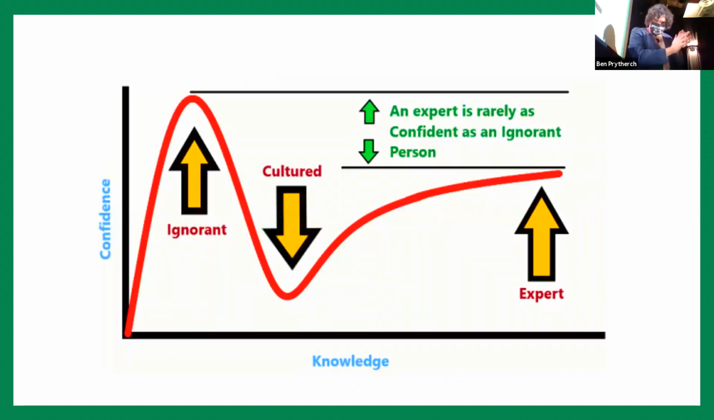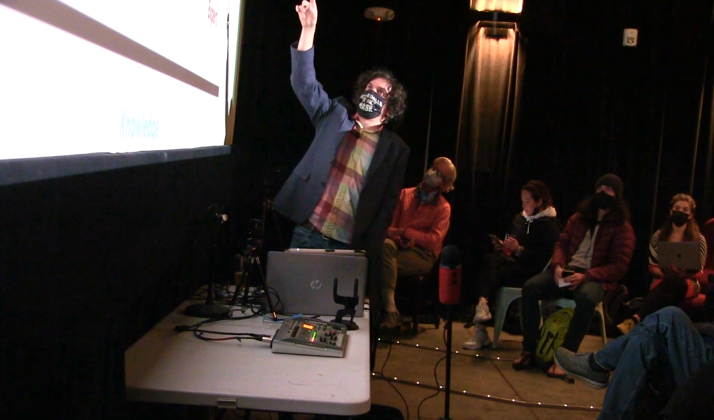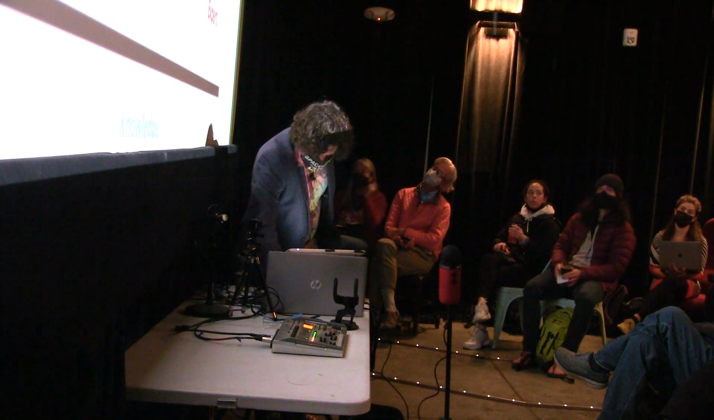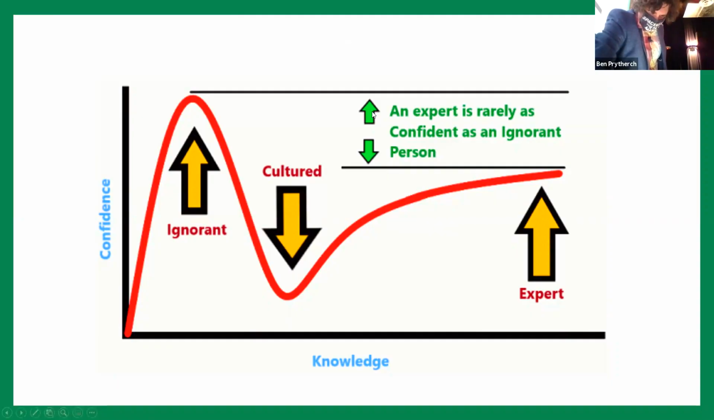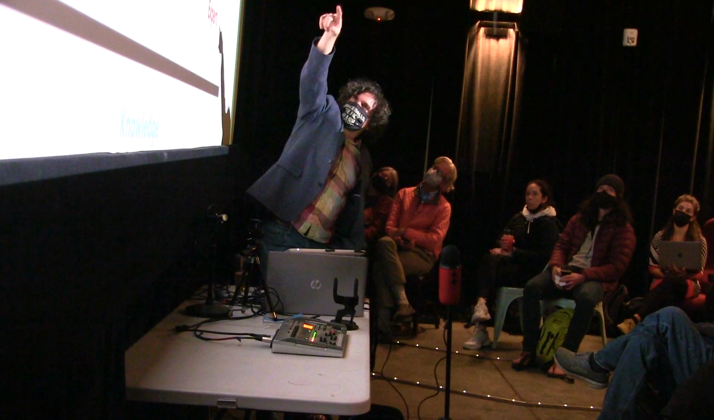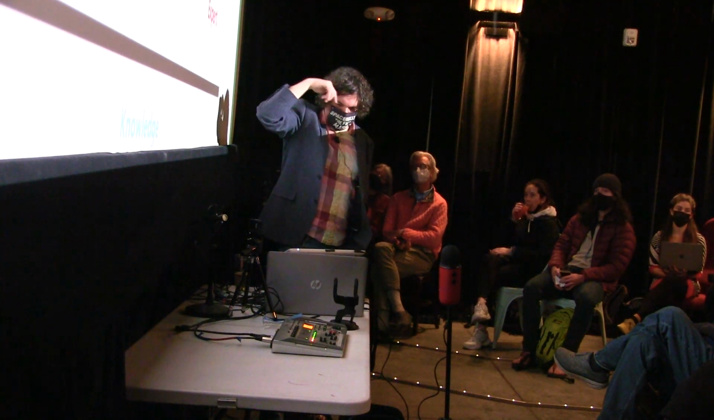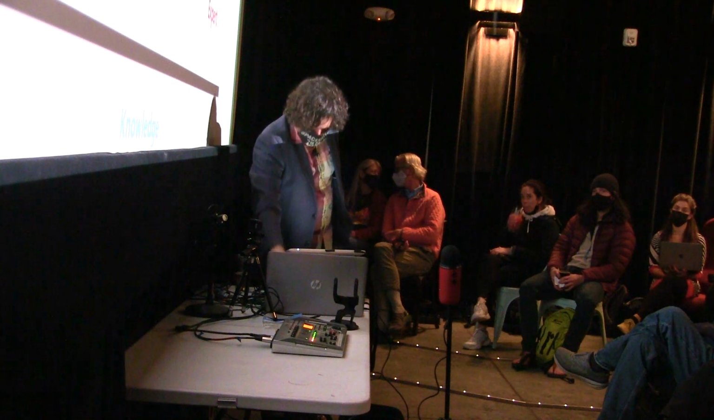This one. So we've got ignorant up there at the top, and then we become cultured. As we gain knowledge, we lose confidence and become cultured. And then we have an explicit claim here. I like this one. We've got this gap. See that gap right there? Let's go back. This gap right here is showing that an expert is rarely as confident as an ignorant person, because we peak at the top on the left, and we never get back. The maximum confidence is when we're ignorant, and then we get a little bit back as we learn more, but we never get to the top.